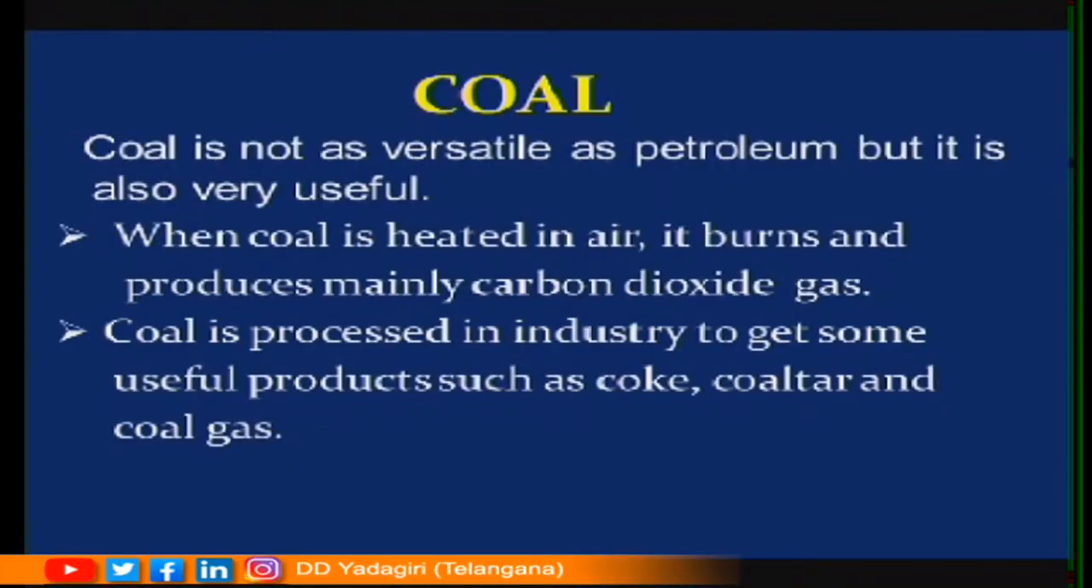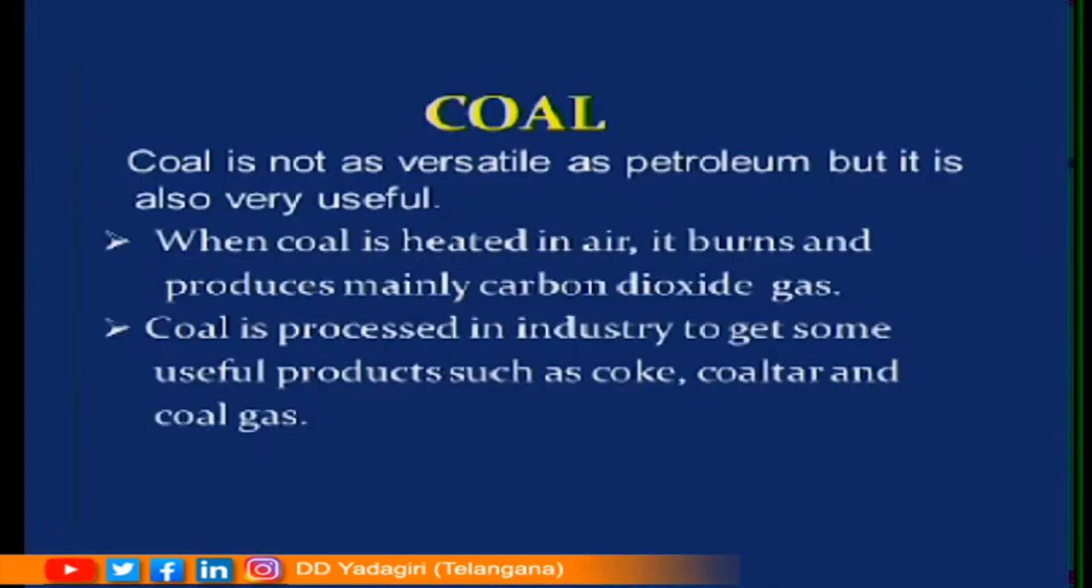Now, when coal is heated in air, it burns and produces mainly carbon dioxide gas. When coal is heated, what do you get? By heating coal, we get heat and light. Not only that, we will get some gas out of it. It is nothing but carbon dioxide gas.